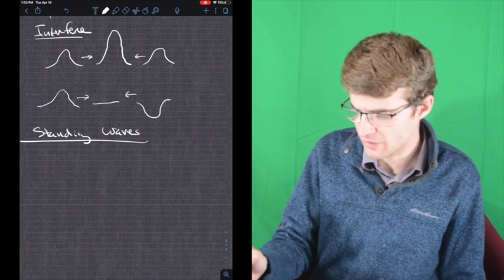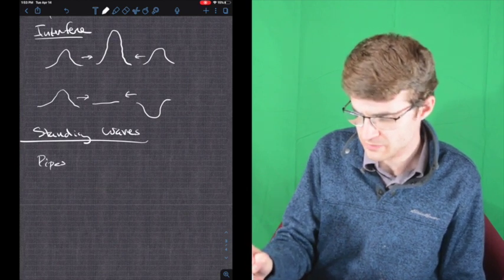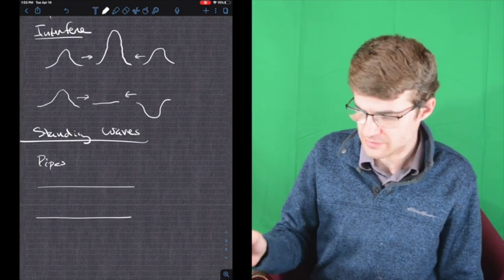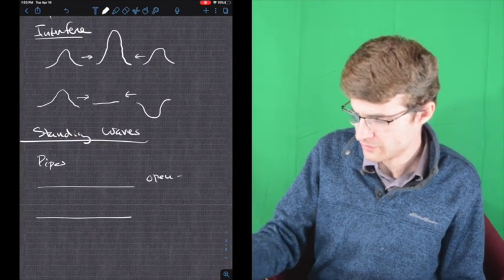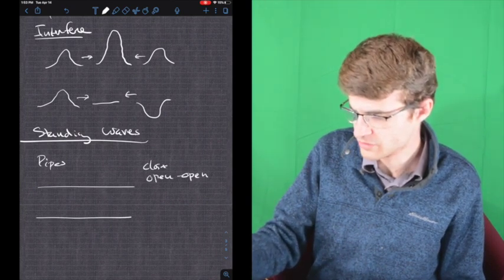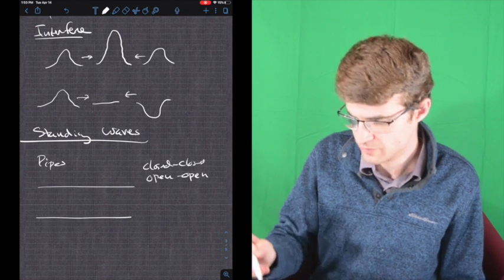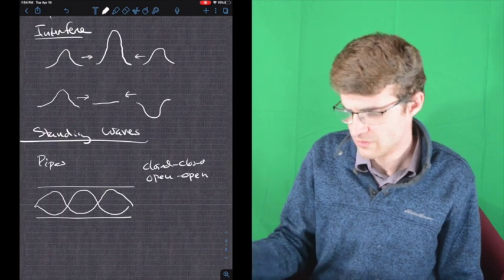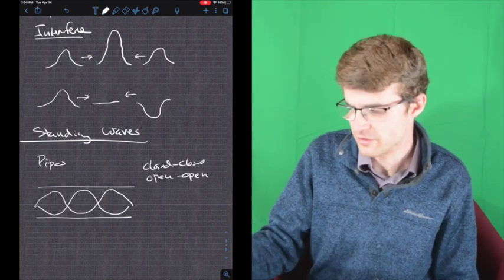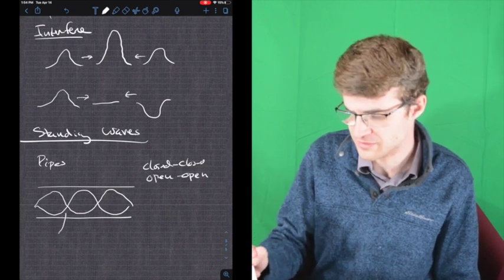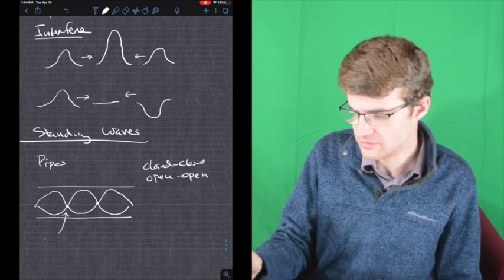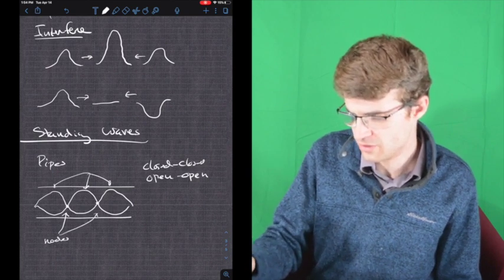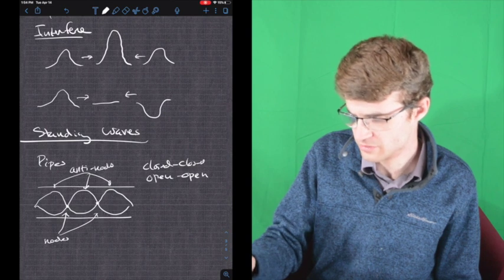So the application that we looked at was pipes, if you'll remember, and we talked about open pipes, and I'm going to call these open or closed. Either way, the math is the same. And we were drawing pictures like this, which shows the waveform inside of the pipe as a standing wave is created. These little dots here are called nodes, and the crests here are called antinodes.